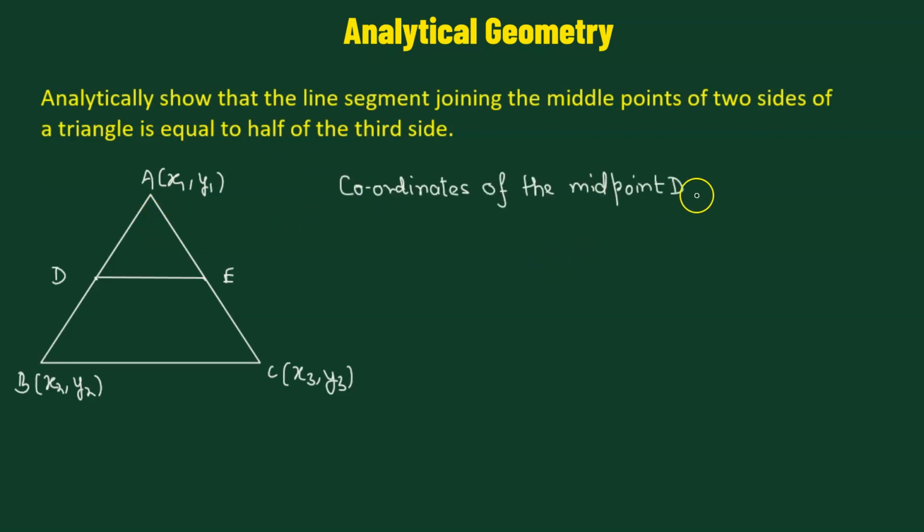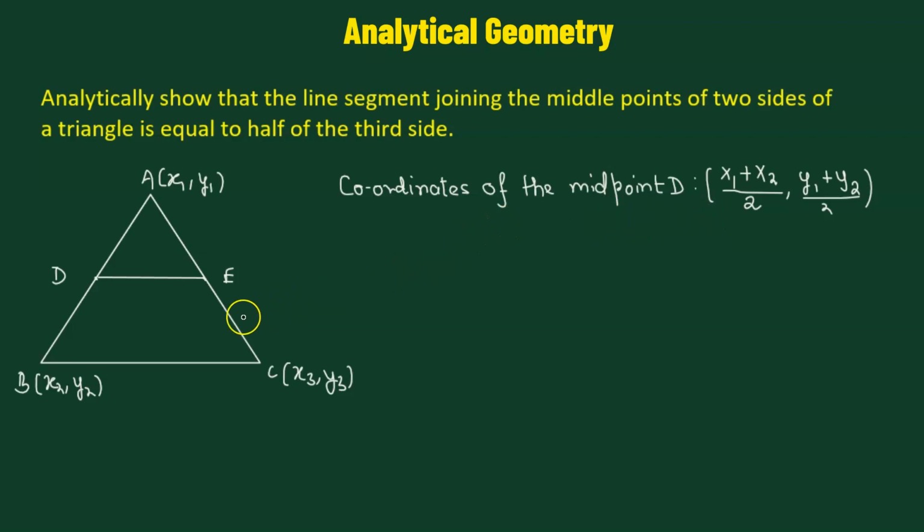To find the x coordinate, we'll take the sum of the x coordinates of the endpoints of AB. So we have x1 added to x2, divided by 2. And to find the y coordinate, we'll add up the y coordinates of the endpoints, so that's y1 plus y2 divided by 2, and this is the coordinate of the midpoint D.